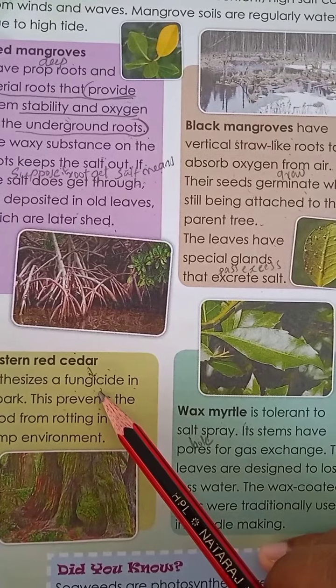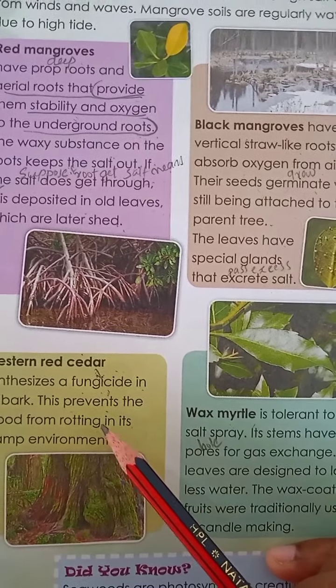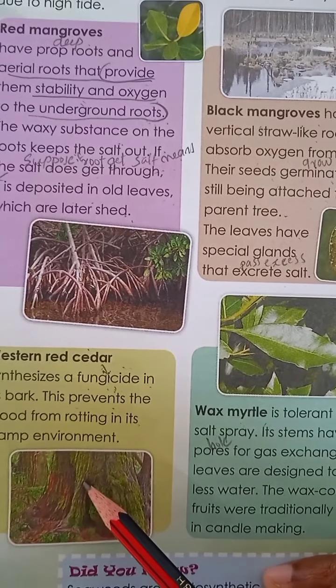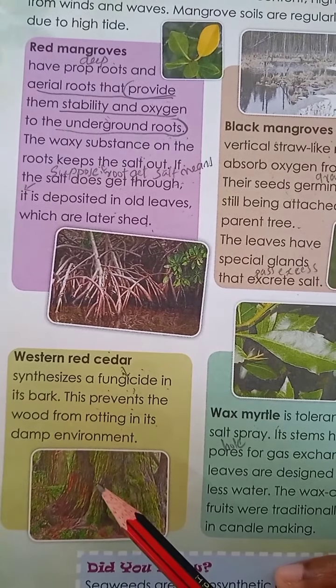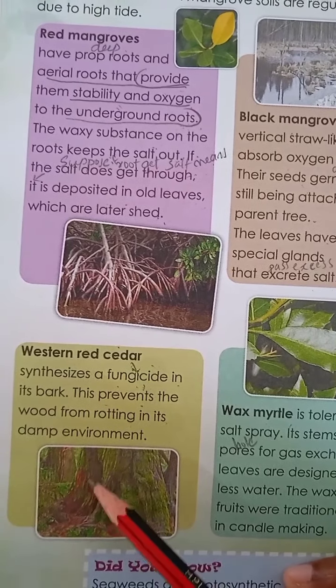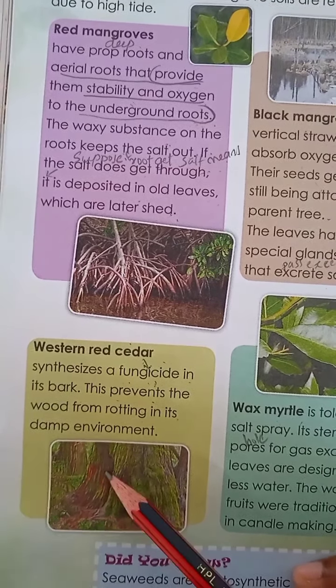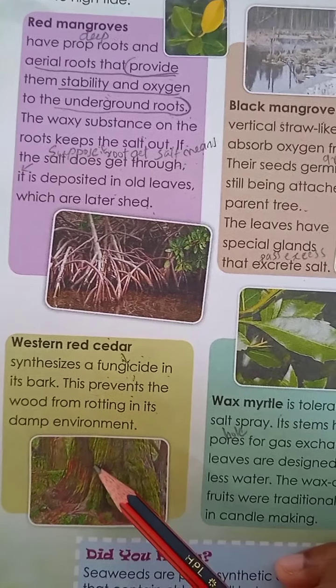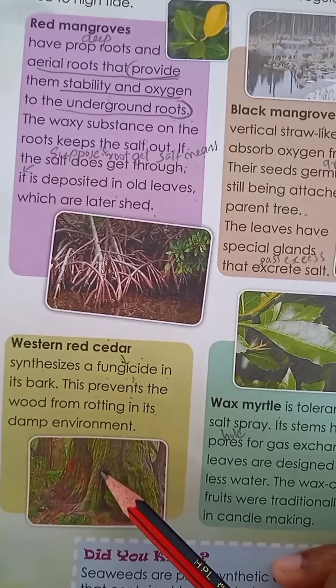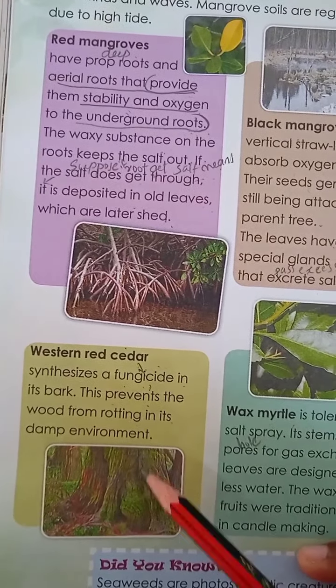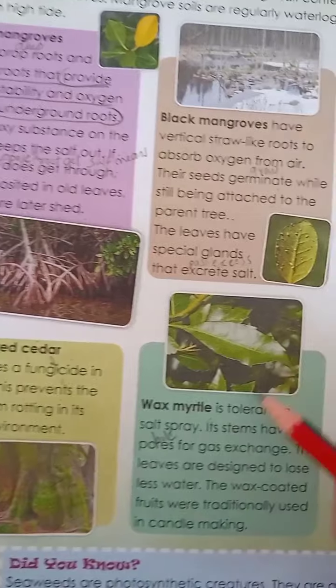What is the meaning of fungicide? A chemical that destroys fungus. The bark of a tree contains fungicide. It will destroy the fungus. It will help. It will protect the tree. Western red cedar. Okay, next one.